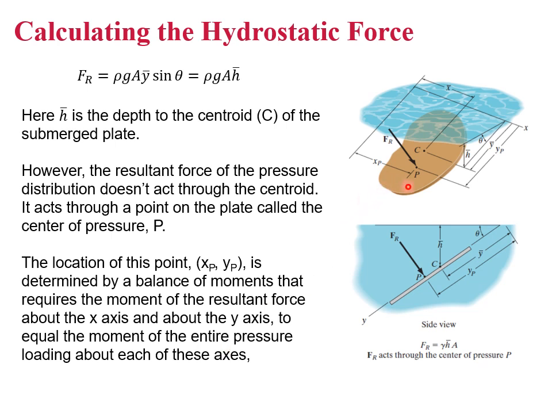So here's a picture that depicts the situation. Y bar is the distance from the surface down to the centroid of the plate. X bar is the distance from one corner to the center of the plate. So this point over here would be 0, 0, for example. So it's pretty easy to calculate.